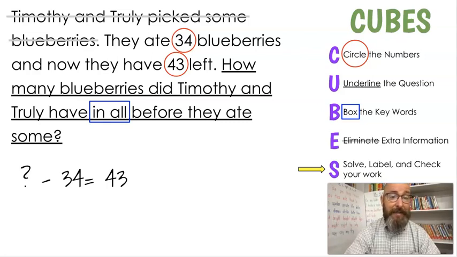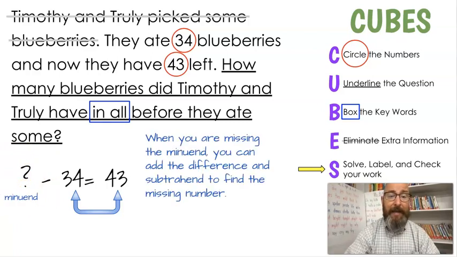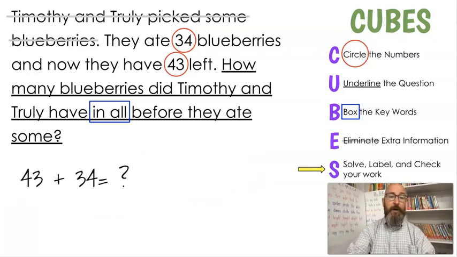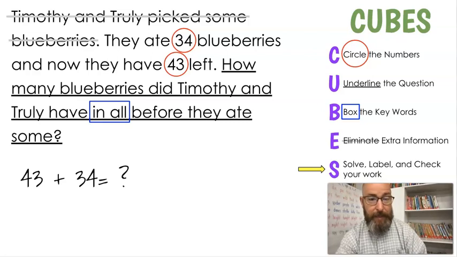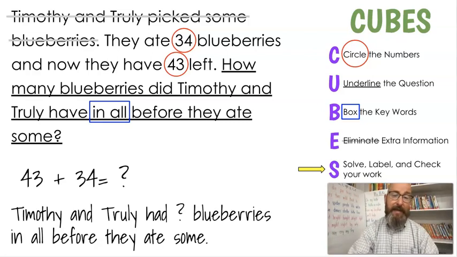When you have a question like this and you're missing that first number, you're missing the minuend, you can add the subtrahend and the difference, and that will tell you what the missing number is. It only works when you're missing the minuend. So we're going to add that minuend. When you're missing the minuend, you can add the difference and the subtrahend to find the missing number. So our new question would be 43 plus 34, and when we label it, we're going to have our sentence that says Timothy and Truly had blank blueberries in all before they ate some, and I get that label from the question.